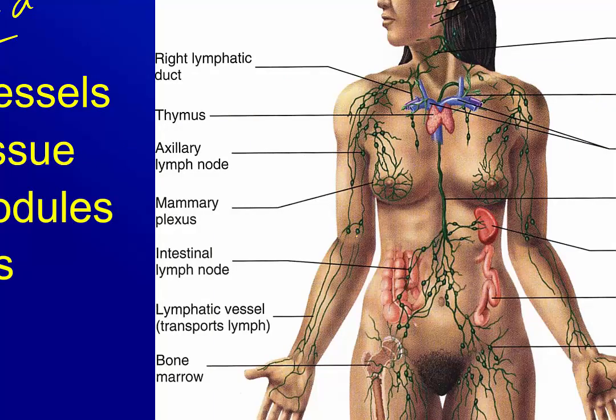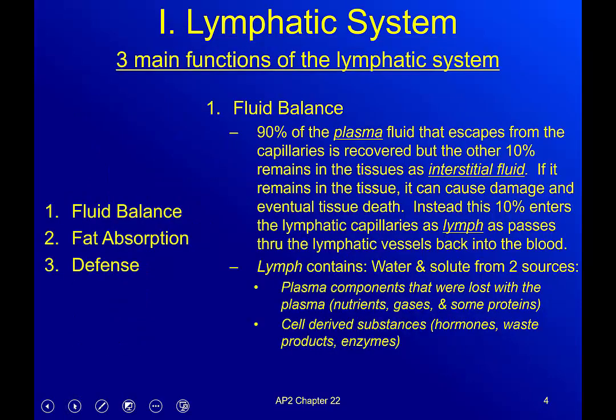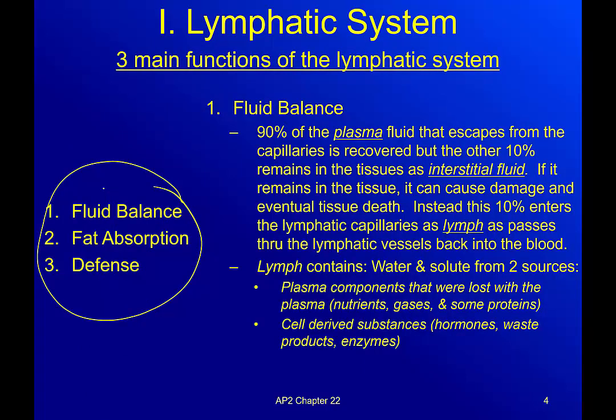See these bean-looking things over here? These are going to be the lymph nodes. When you go into the doctor and you say your throat hurts and he palpates your throat, he's actually feeling for these, and we'll explain that. The tonsils are also part of this, the spleen and the thymus. So we have three main functions when it comes to the lymphatic system, fluid balance being one of them.